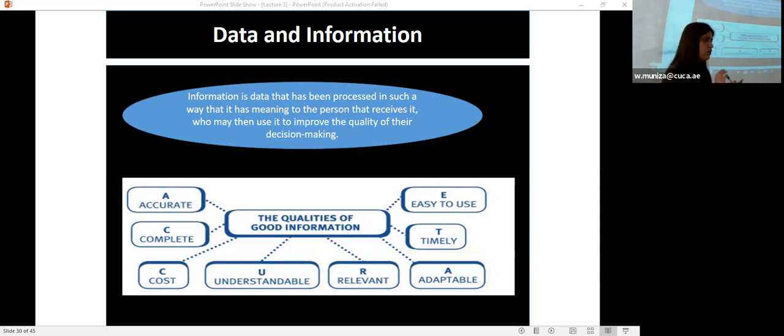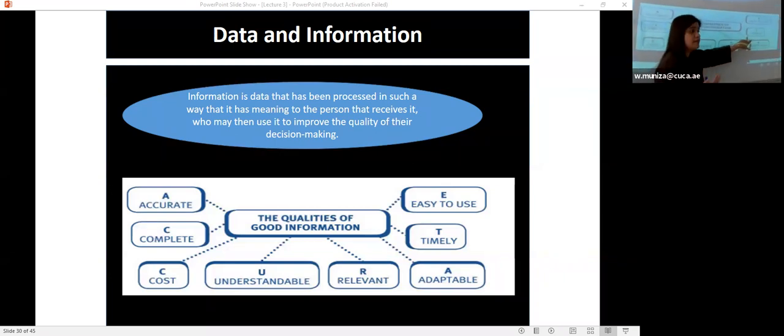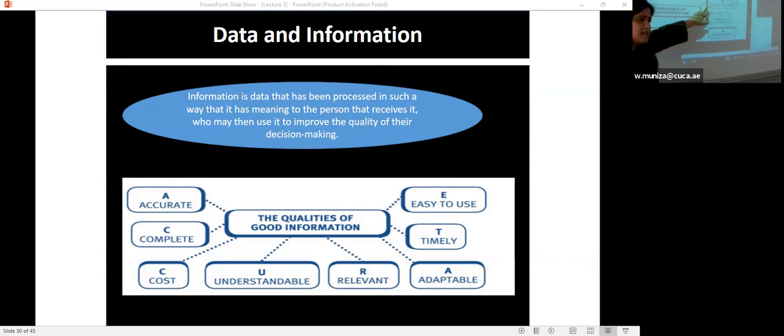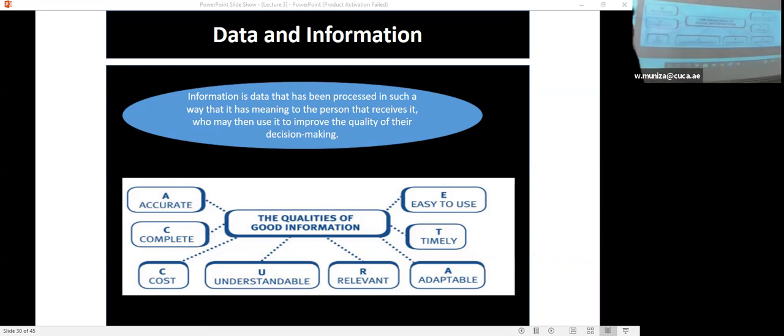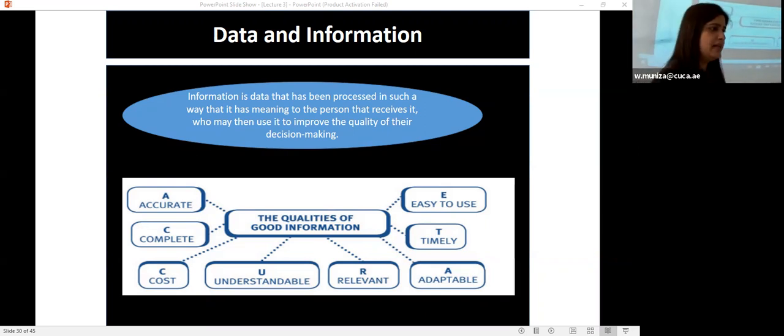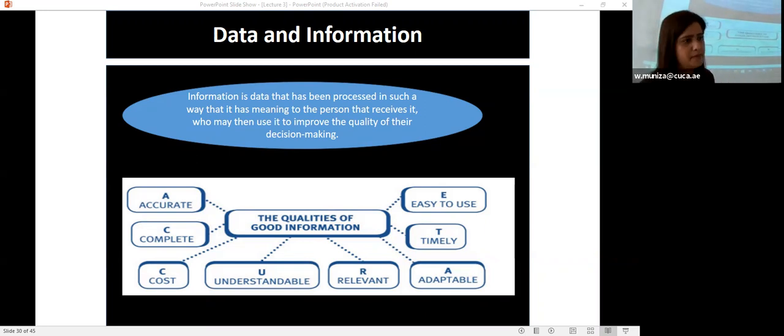If we are going to change the cost, what is the ultimate effect? It should be coming to us straight away. That is adaptable, ready for change. Whatever time limits are there, the information must be available in that particular time. Easy to use: we should have ease in using that particular information. If we have no idea about the usage of the information, it is not easy for us to use, and we will become confused. So these types of qualities should be present in the information to make it a good one.